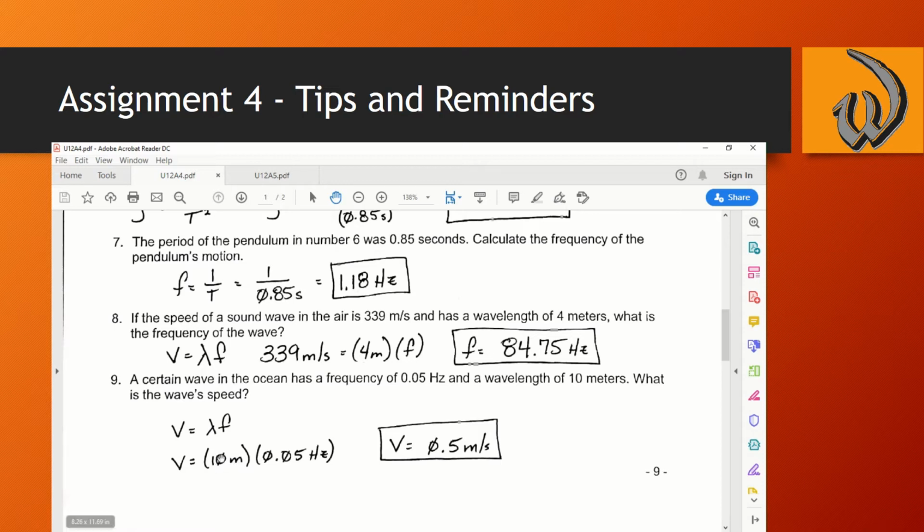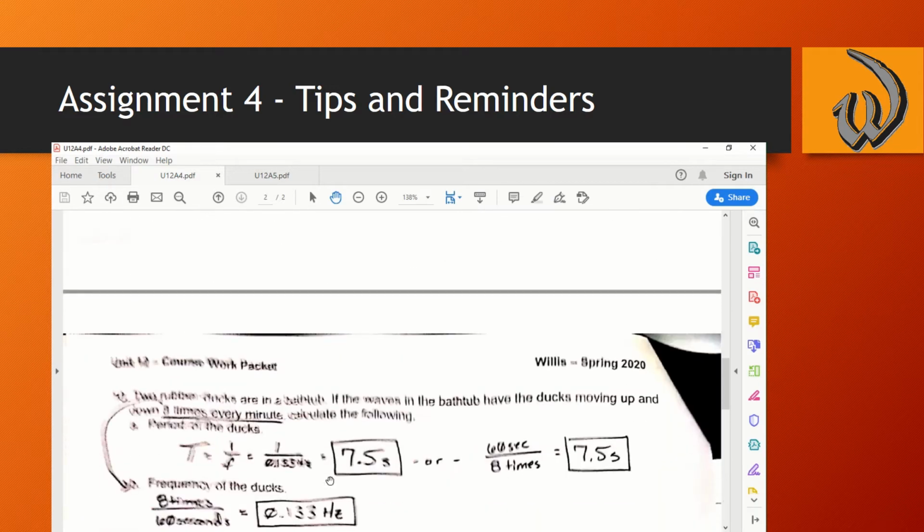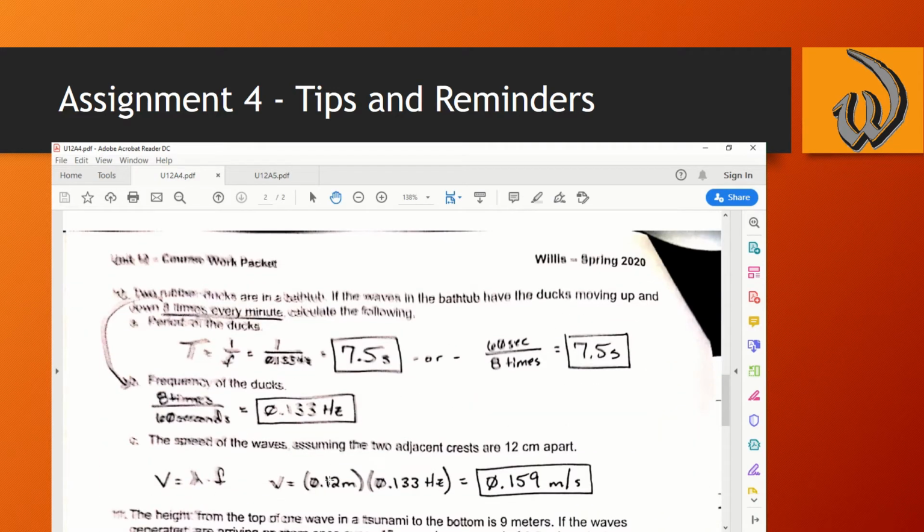In this case, all you needed to do is 10 multiplied by your 0.05 hertz, and you should be set, ready to go. I apologize for 10 being a little fuzzy, but you're trying to solve for the period that these objects have as they bob up and down in the water. I gave you a frequency. 8 times every minute is still a frequency, but remember that we need it to be in seconds.